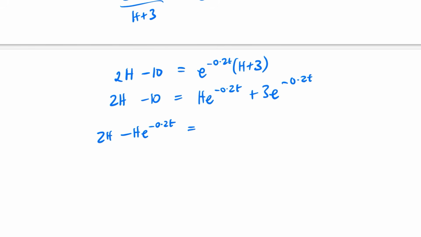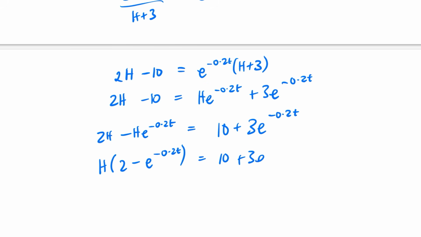And I'll put the 10 onto the other side. So I have 10 plus 3e to the minus 0.2t. I will factorize like this. And then I think we've nearly got what they wanted, but I'm going to double check and see have we got it written exactly as they want.